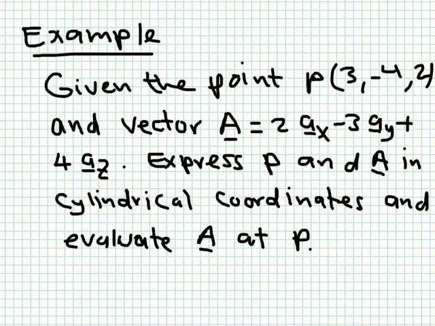Now by giving you an example, we are given a point B which has three components, 3, minus 4, and 2, and a vector A which has three components, 2ax minus 3ay plus 4az. We want to express B and A in cylindrical coordinates and evaluate A at B. Of course, this is direct application. These vectors look very nice, very easy to write in Cartesian coordinates.